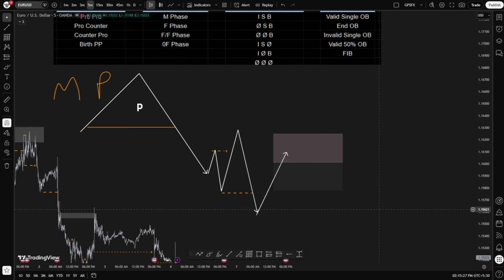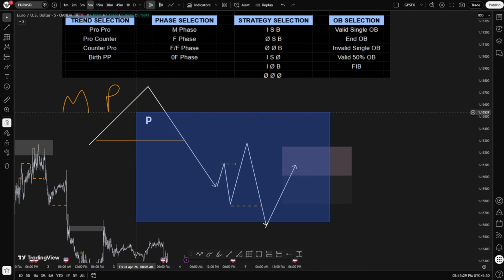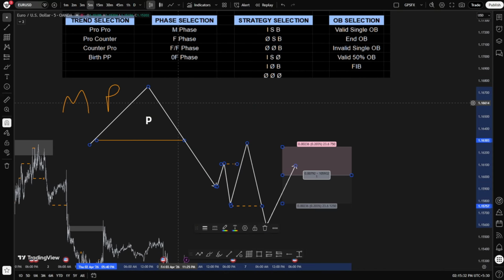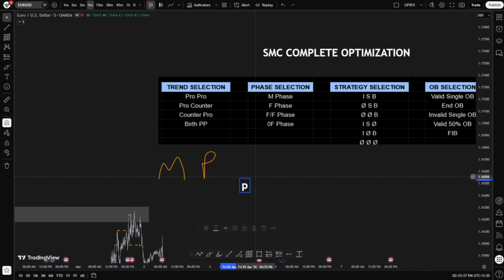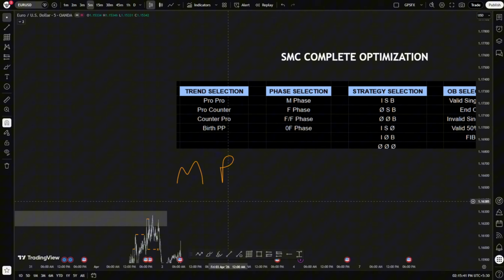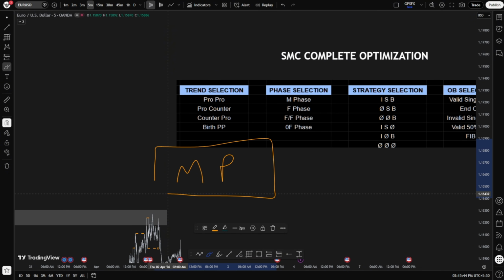Okay, guys. So this is all about trend selection, and this is the first thing you should do when you are looking forward to take a trade. This is the first thing you should determine, whether the market is in pro counter or in counter pro. So don't forget, if this is confusing, always keep this in mind. The first one is for minor trend. The second one is for primary trend, right?